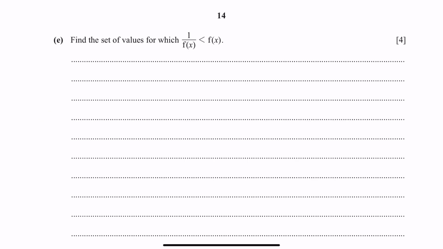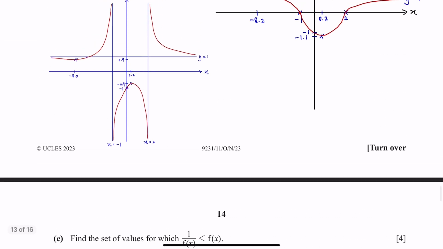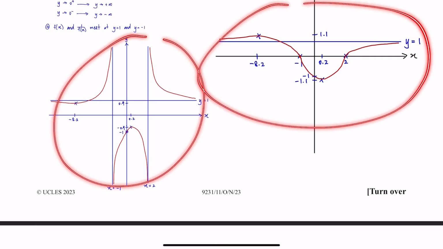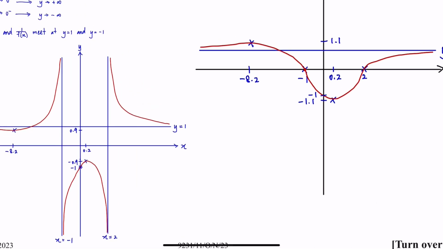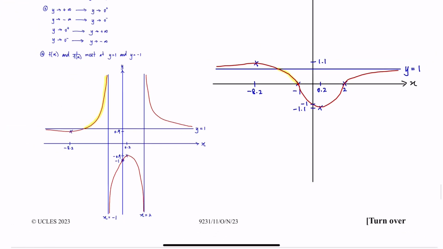For part E, we need to find the set of values for which 1 over f(x) is lesser than f(x). So we need to compare these two graphs, and we can say that for this part, f(x) is definitely larger than 1 over f(x), because this is above y equals 1, and this is below y equals 1. So this will be the first part, that 1 over f(x) is smaller than f(x).